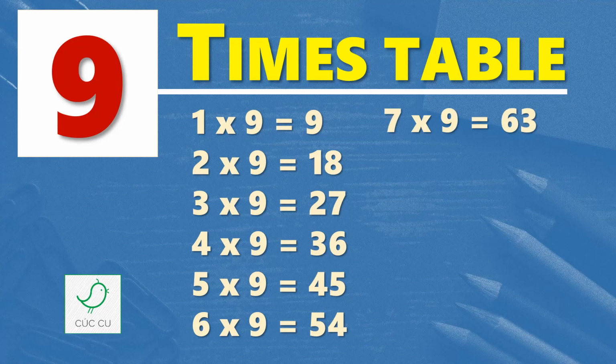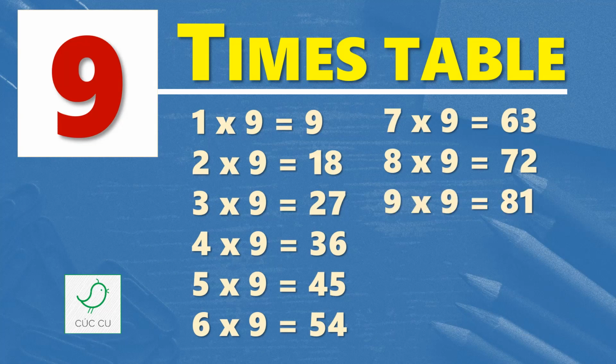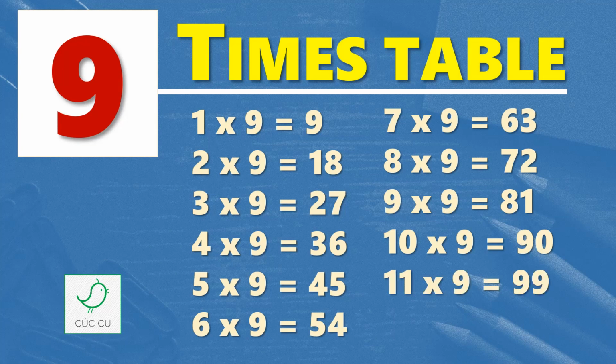7 times 9 is 63. 8 times 9 is 72. 9 times 9 is 81. 10 times 9 is 90. 11 times 9 is 99. 12 times 9 is 108.